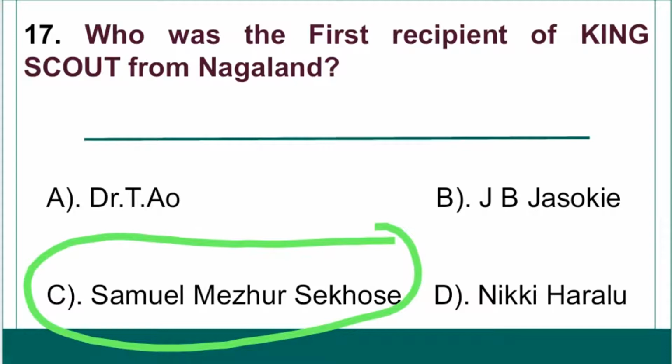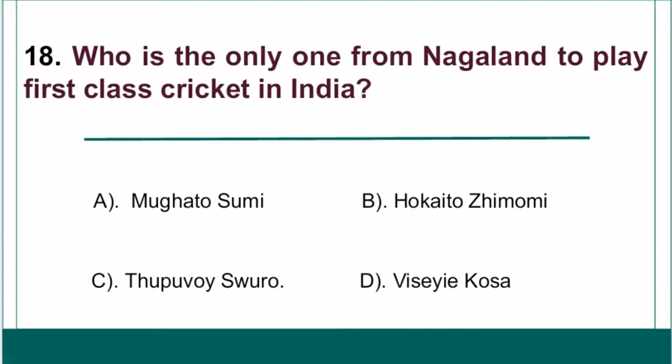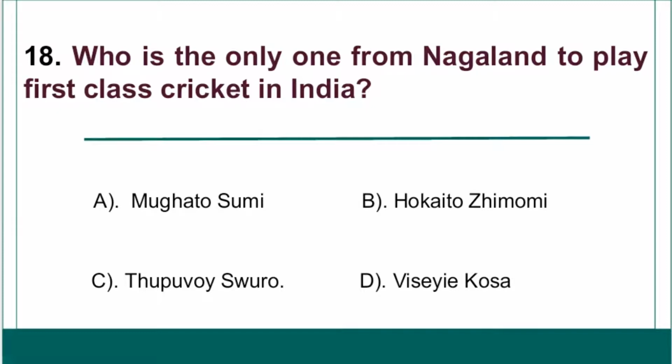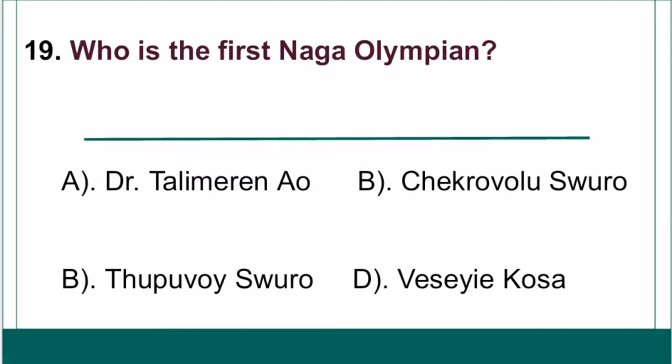And question number 18, who is the only one from Nagaland to play first-class cricket in India? The correct answer is option number B, that is Hokaito Zhimomi. And question number 19, who is the first Naga Olympian? The correct answer is option number A, Dr. Talimeren Ao.